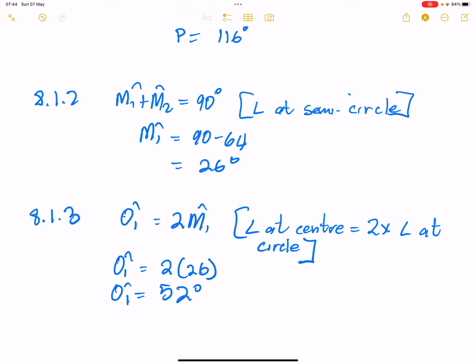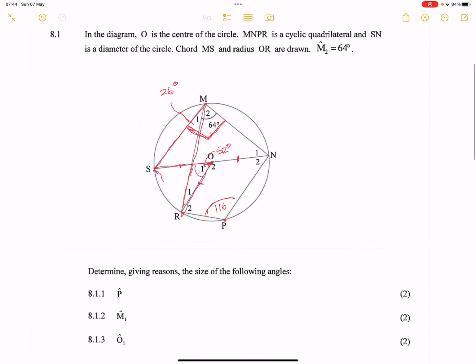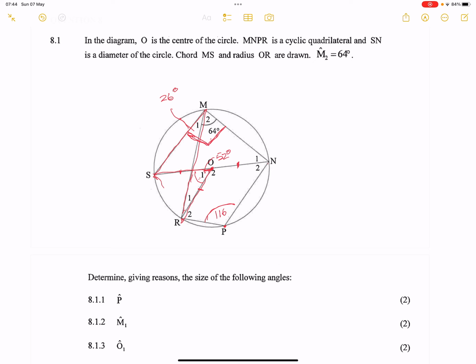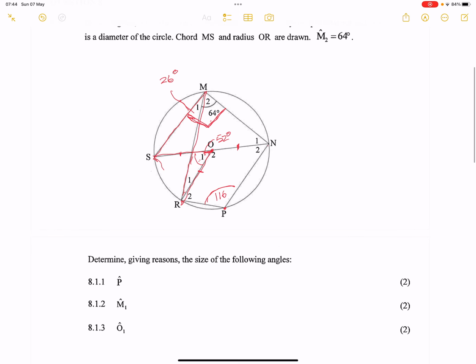And that essentially, ladies and gents, is how the cookie crumbles in this question. I want to treat the other ones separately, and I'll do that in the next video.